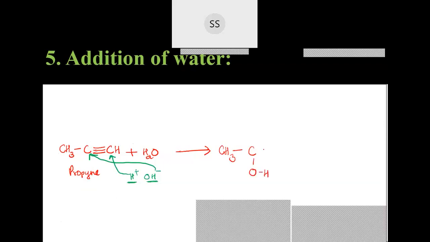Okay, OH, and then here we will be left with a double bond and then CH2. This will be the compound which will be formed initially. Now this reaction is done in the presence of dilute sulfuric acid. Sulfuric acid is required.